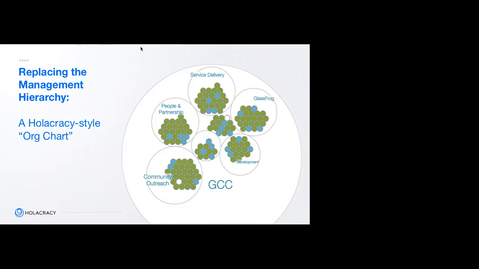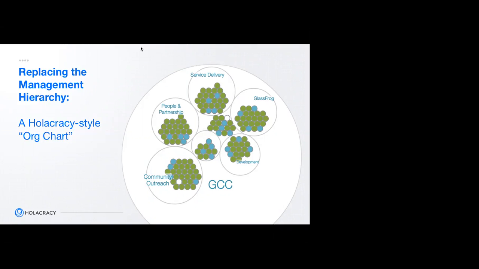I'll pull up the tool that we use, GlassFrog, which is where these images are coming from, the tool that stores all of this and allows us, quite frankly, to actually run a system like this. It's not just a theoretical idea about how to distribute authority. The technology that we have actually allows normal people to use this day to day. So replacing the management hierarchy, this is what an org chart looks like in Holacracy.